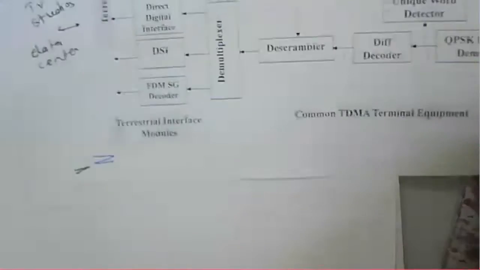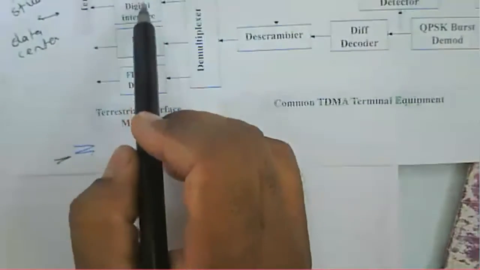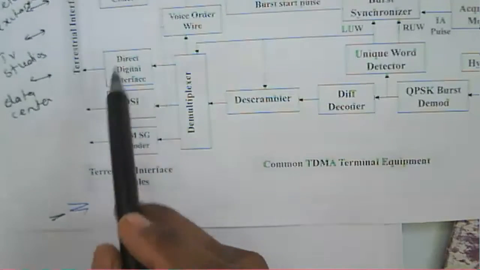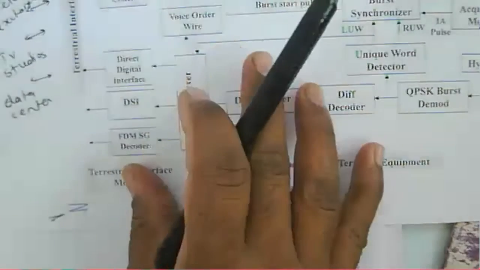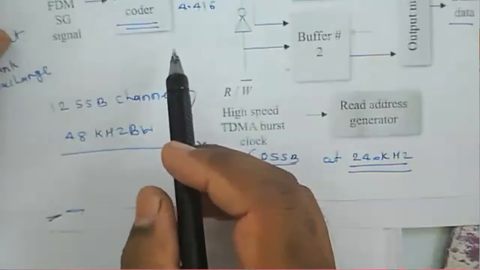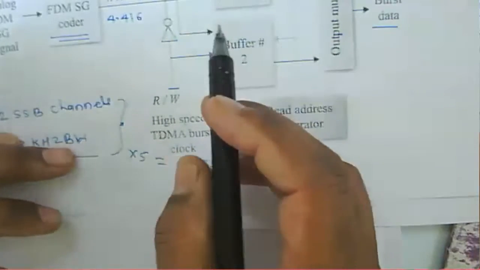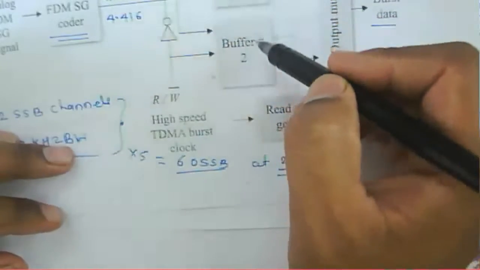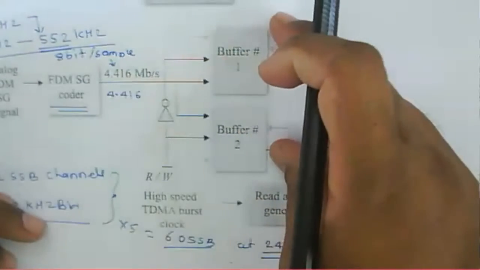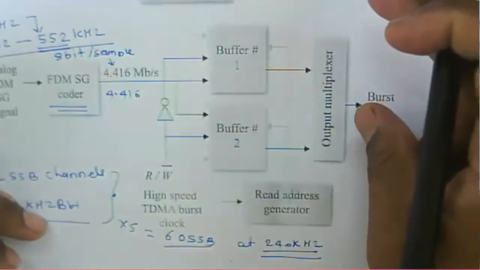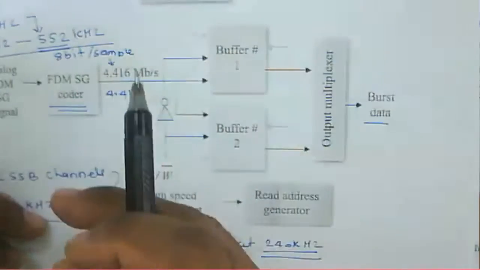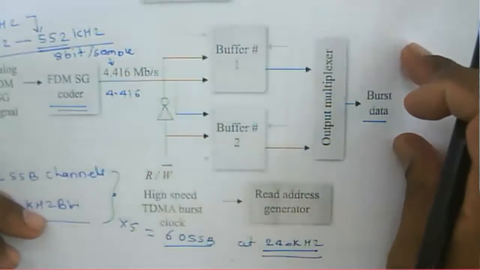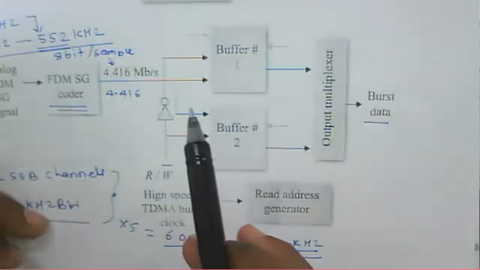Similarly, we have a receiving side. The same components are there at the receiving side: DDI, DSI, FDM SG. So how it works for the transmission, similarly it will work for the reception. On this particular receiver side, these are the two buffers. These two buffers in the transmitting side act as a compression buffer, but at the receiving side, they act as an expansion buffer, instead of a compression buffer, because for transmitting data it acts as a compression buffer, and for the receiving side it acts as an expansion buffer.